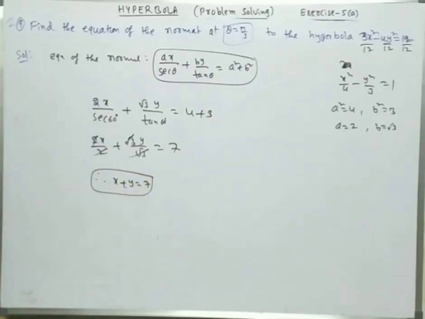Simple problem. So to solve this problem, you should know the equation of the normal in parametric form. Okay, that is ax by sec theta plus by by tan theta is equal to a square plus b square. Okay, right.